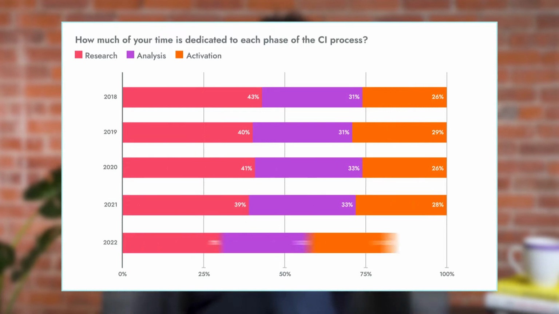Oh, and one more thing. In recent years, we've seen that teams are gradually spending more time in this phase of the CI process. This is the second major change that we alluded to in the introduction. With the help of automation, CI teams are shifting time away from research and towards activation. The importance of this shift cannot be overstated, as activation is closely correlated with revenue.